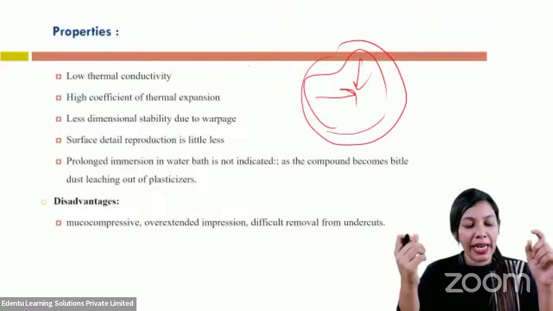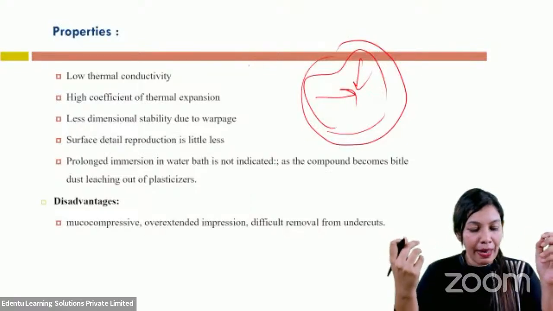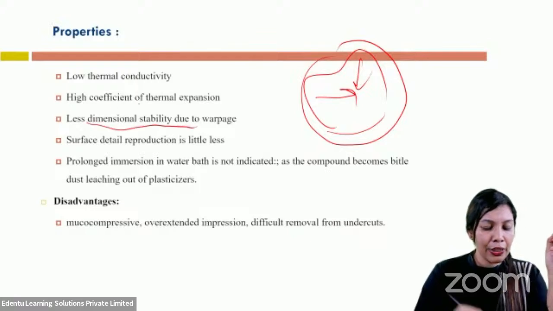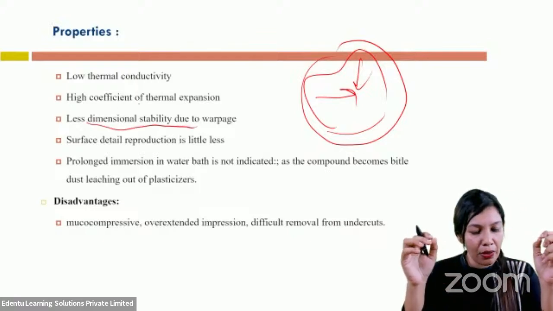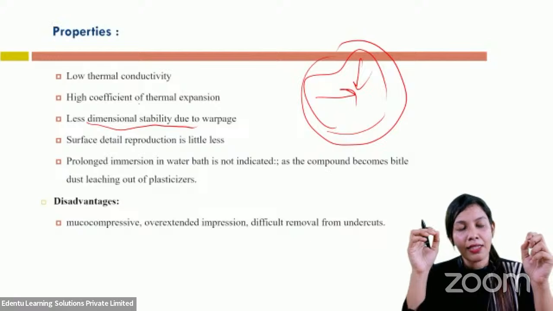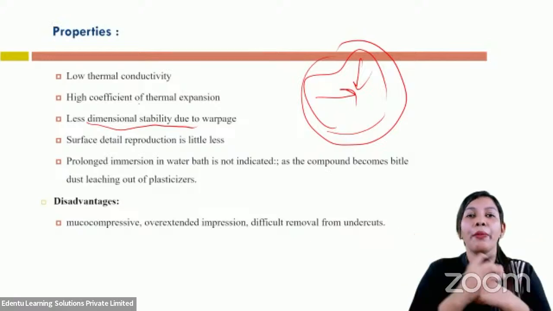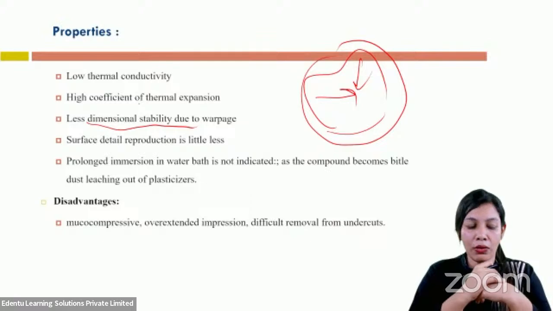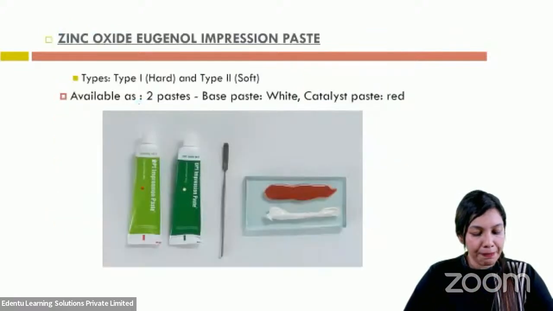And second, a high coefficient of thermal expansion is there. Again, less dimensional stability due to the warpage is there. That is another important property. And the disadvantage is, of course, it is not mucocompressive. Mucocompressive means it will take all the functions of our mouth. It is not taking place.